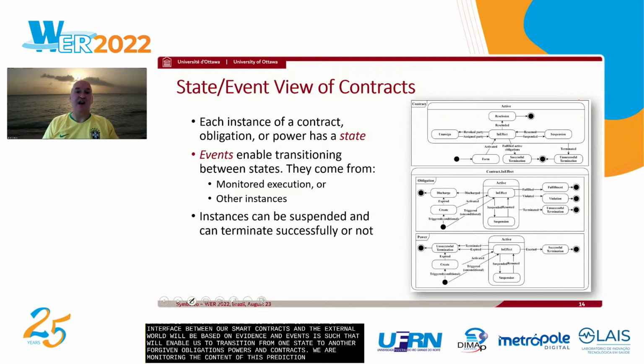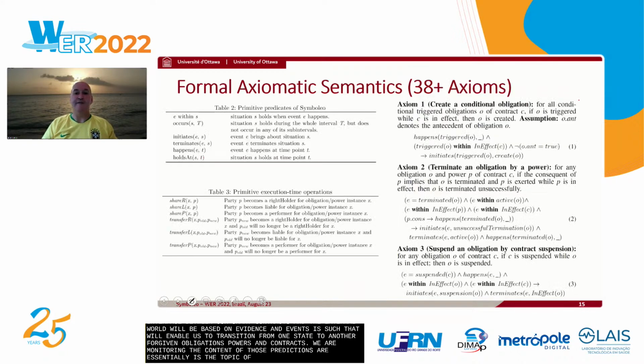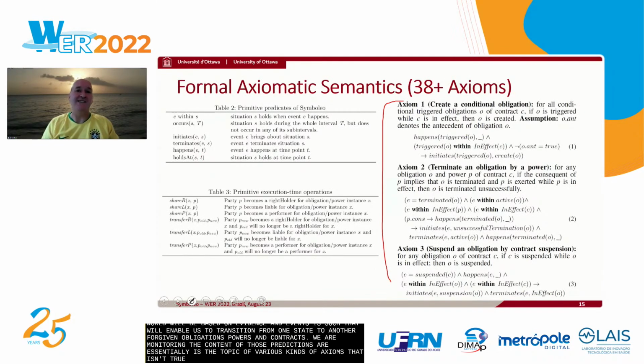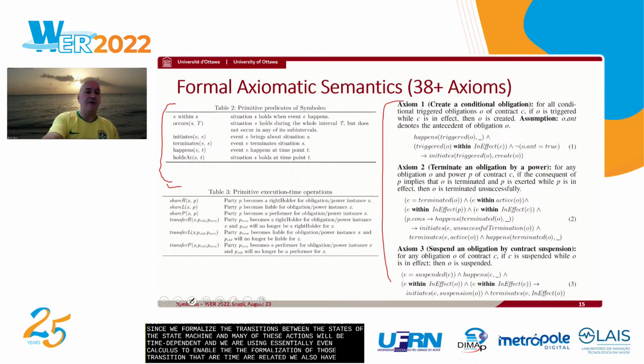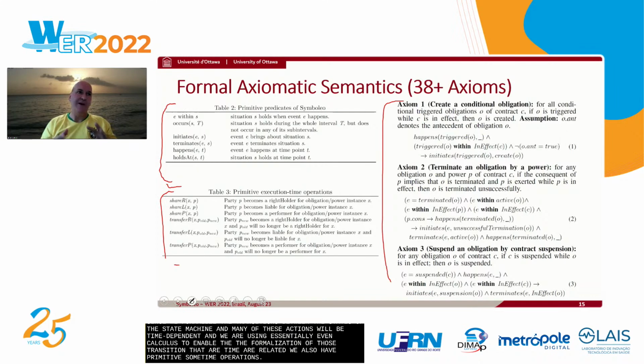The content of those transitions is the topic of various kinds of axioms that formalize the transitions between the states of those state machines. Many of these axioms will be time dependent, and we are using event calculus to enable the formalization of those transitions that are time related. We also have primitive execution time operations that will allow us to change who is responsible for certain obligations or powers. Is there transfer of liability along the way, or sharing of liability, which are often things that are required when you have subcontracts or if you substitute parties along the way.